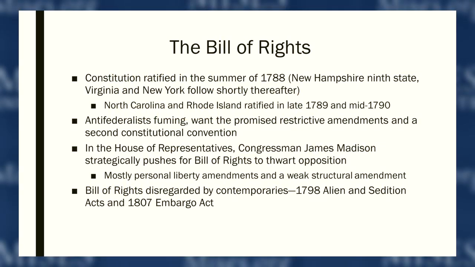So then we go to the Bill of Rights, and the Constitution was ratified in the summer of 1788. New Hampshire is the ninth state, and Virginia and New York follow shortly thereafter. And then North Carolina and Rhode Island ratified later. So actually, when George Washington was initially inaugurated, two states had not yet ratified.